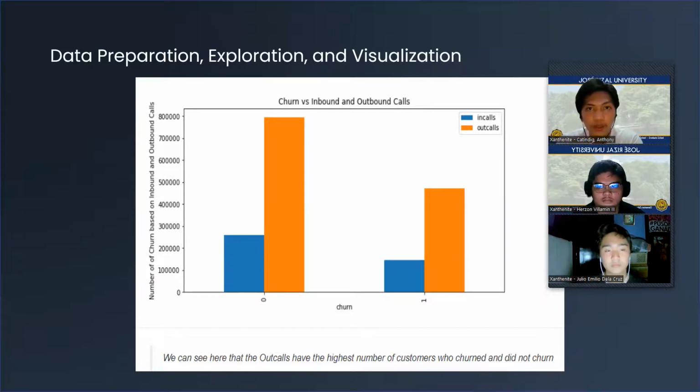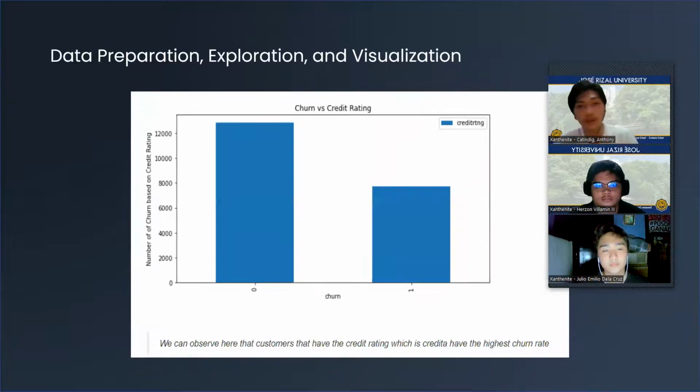So this is the churn versus inbound and outbound calls. Blue is for the in calls and orange for the out calls. We can see here that the out calls, or the outbound calls, have the highest number of customers who churned and did not churn.